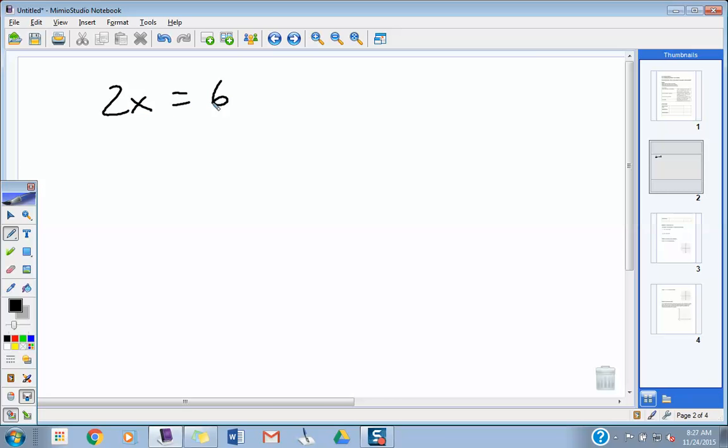Solve that for me. What are you going to say? X equals 3. Is 3 my only solution, or are there more solutions than 3? 3 is the only solution, right?